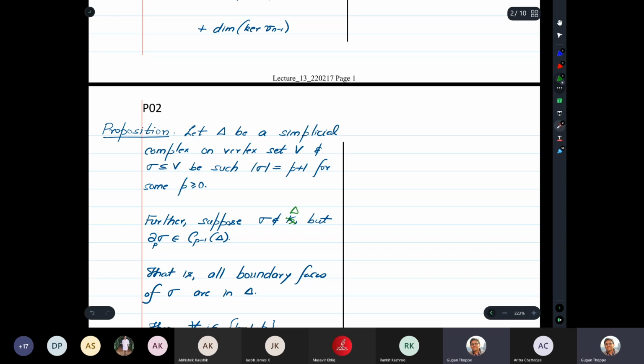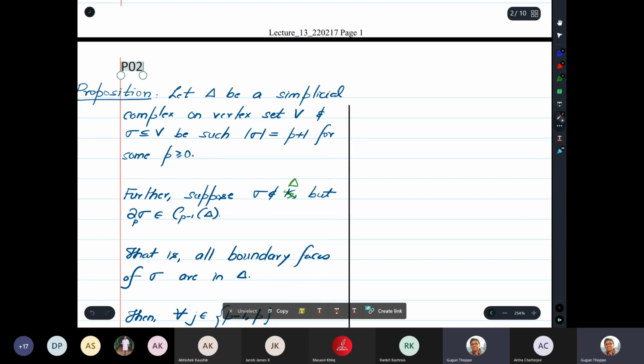Okay, so recall that delta over here is a simplicial complex. So a simplicial complex is a collection of sets, right? And sigma over here is also a set, and we require that this sigma not be an element of delta. That is the first thing. Nevertheless, we require that this property hold, right? So let us try and understand what this property is.